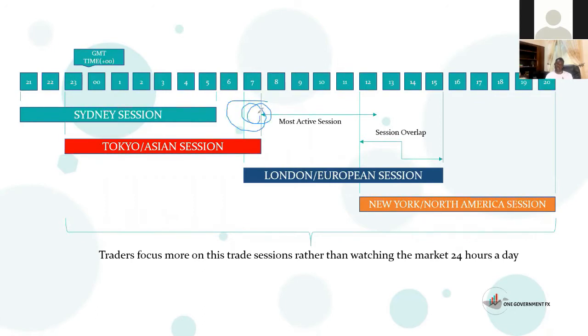So you can experience very high volatility around this period or this overlap here. But most of the time, the whole of the London session is very active because of the amount of volume that's traded during this time. So we'll look into this.